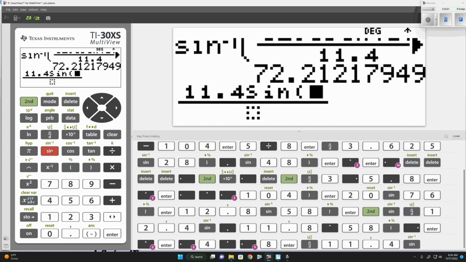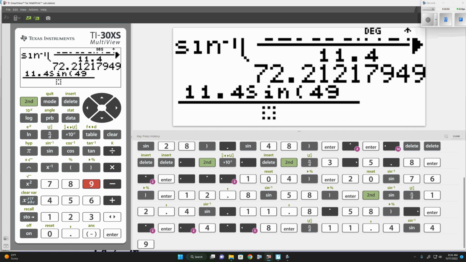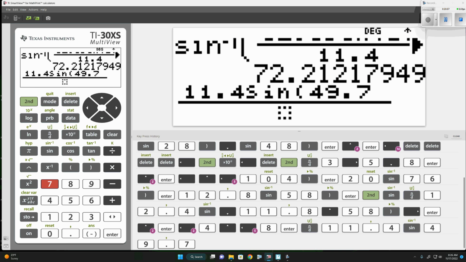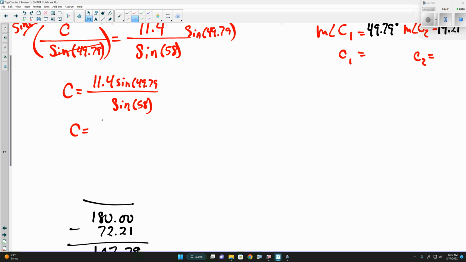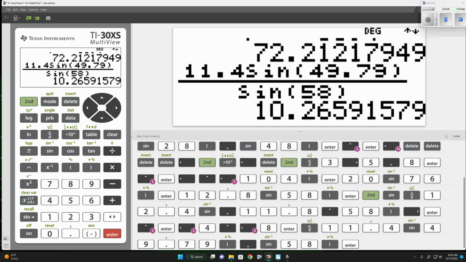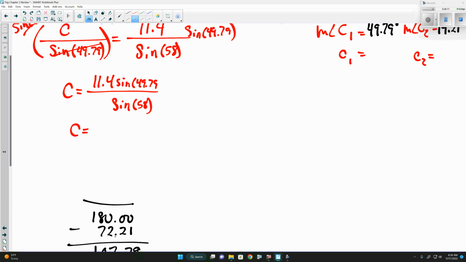For sine of 9.79 over sine of 58, and y'all get 10.27 if we round. So the first C is 10.27.